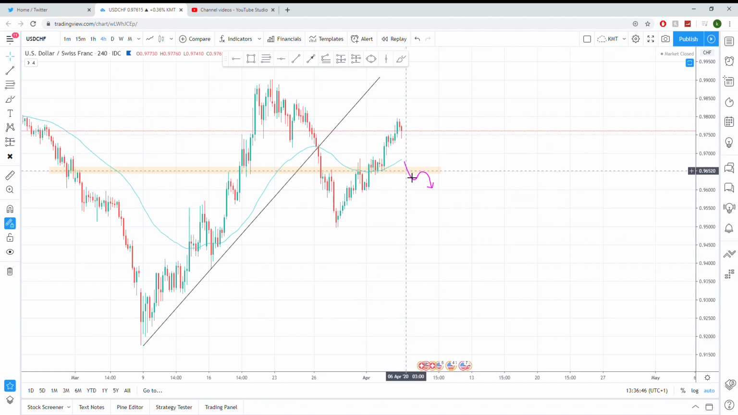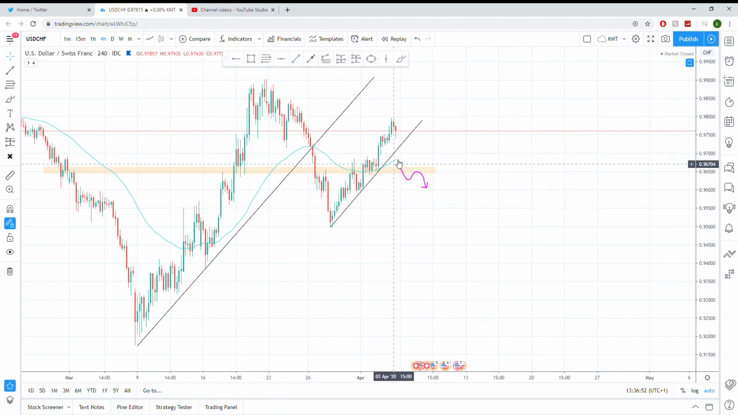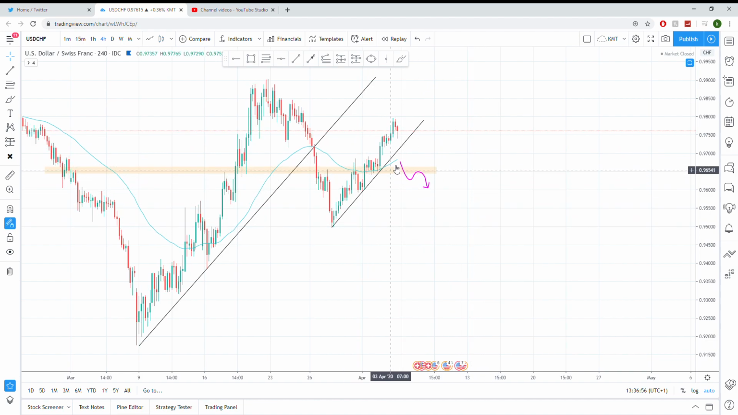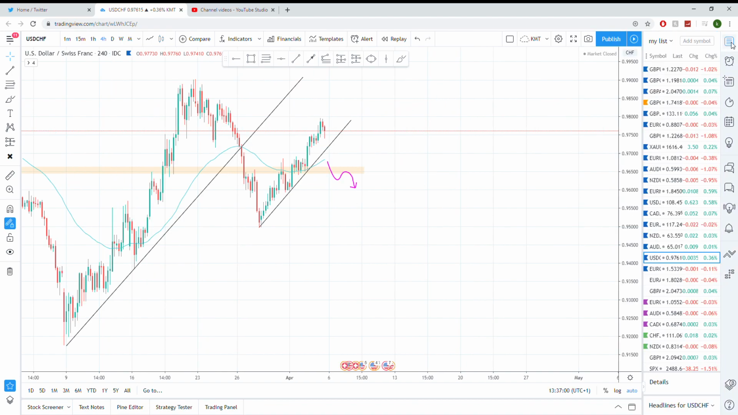So again, as we can see, if we just draw a short momentum trend line, we could be potentially pulling back, but momentum for this pair is currently to the upside, so we'll just have to stay patient with this one.